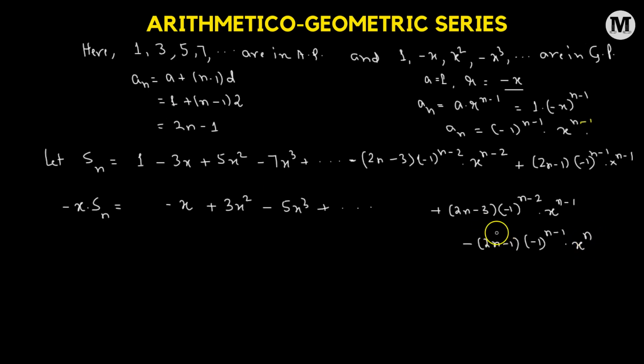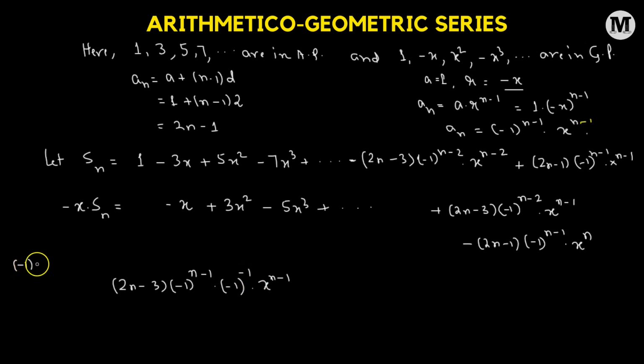Okay. Now here we are going to make a little change. That's a very crucial step so that we can avoid any type of confusion later on. Now here in the second last term, we have 2n minus 3 multiplied to negative 1 raised to the power of n minus 2, but we can rewrite it as 2n minus 3 multiplied to negative 1 raised to the power of n minus 1 multiplied to negative 1 raised to the power of negative 1. It means exactly the same thing, but it's going to have a certain advantage. Multiply to x raised to the power of n minus 1. Now what is negative 1 raised to the power of negative 1?